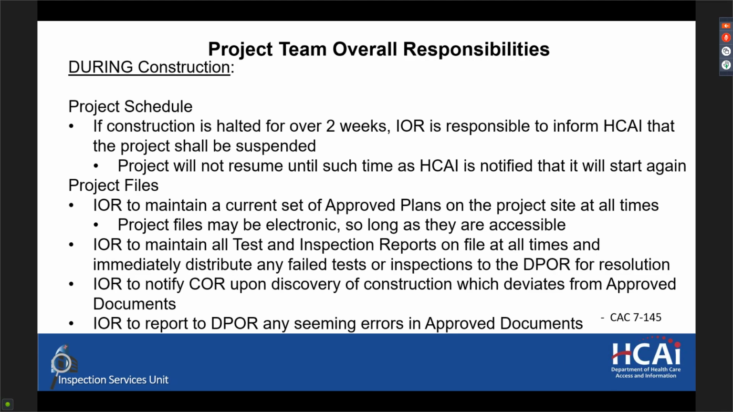The IOR shall maintain all test and inspection reports on file at all times and immediately distribute any failed tests or inspections to the DPOR for resolution. The IOR shall notify the contractor upon discovery of construction which deviates from the approved documents. And the IOR should report to the DPOR any seeming errors in the approved documents. And it is the responsibility of the DPOR to interpret the approved documents for both the IOR and the contractor.